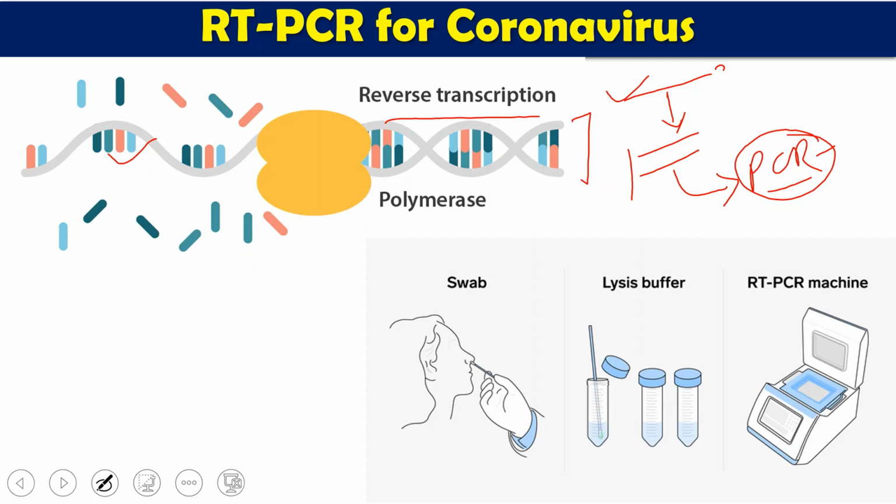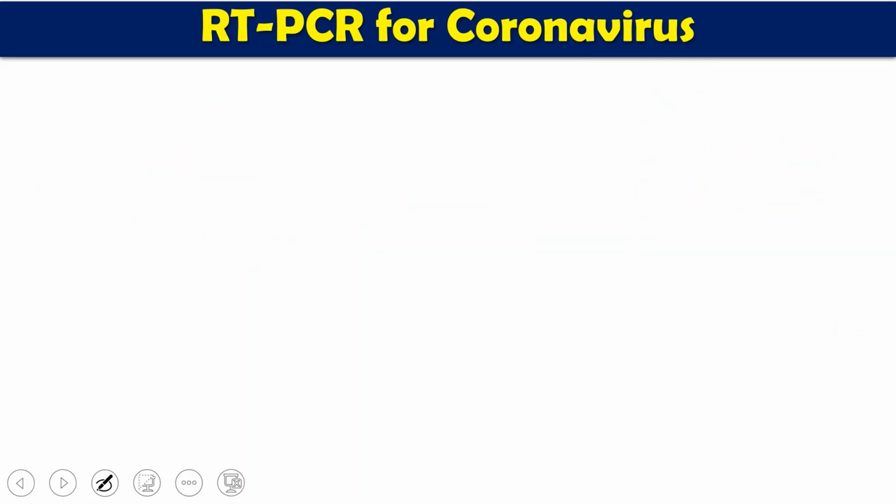What are the things you require? We require a swab sample where viral particles, virus RNA, will be there. Then we require a buffer which will lyse the virus particles, so that the virus RNA components come outside. And then we require an RT-PCR machine, and different reagents for this PCR. We require reverse transcriptase, Taq polymerase, nucleotides, primers, and magnesium ions. All these are required for this PCR reaction.